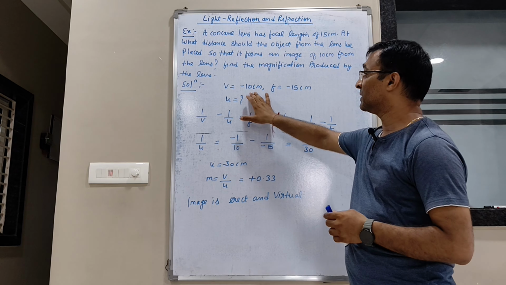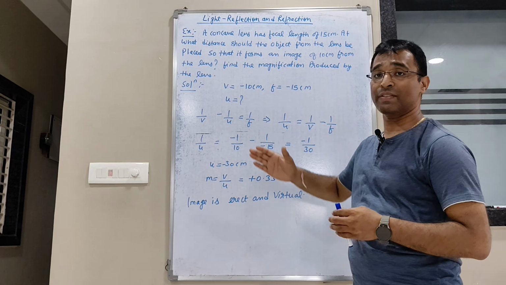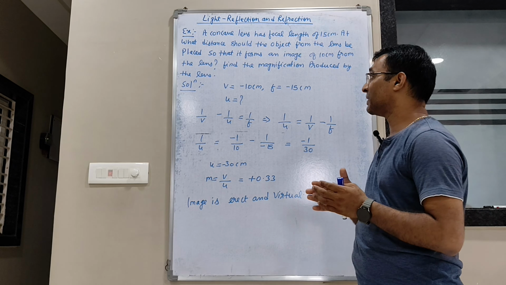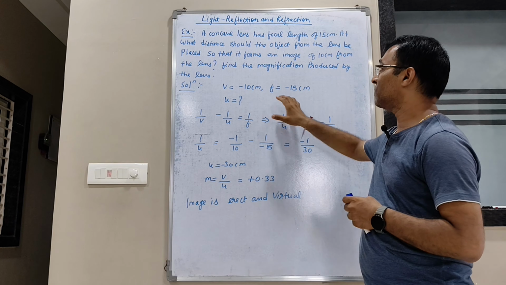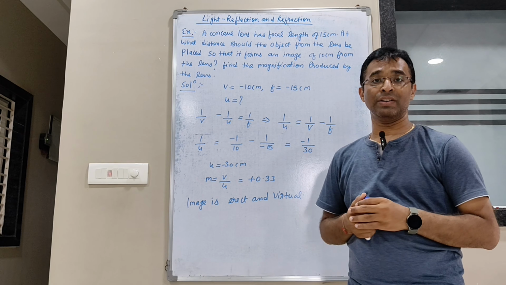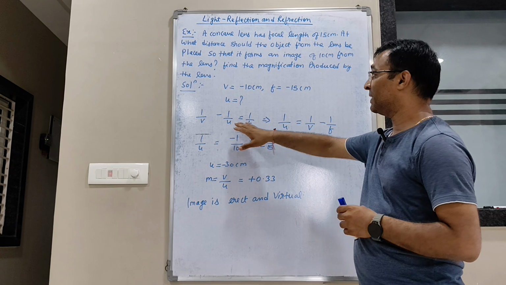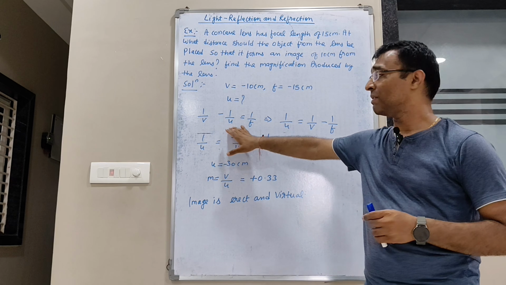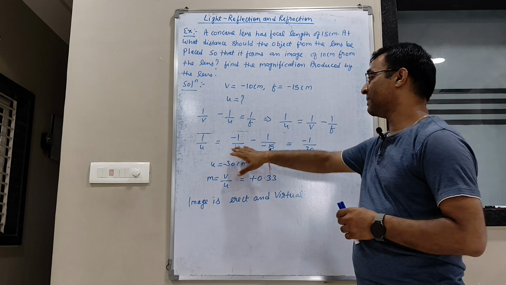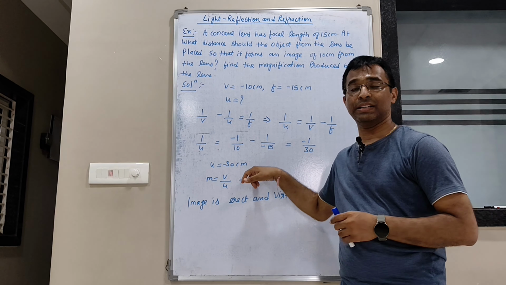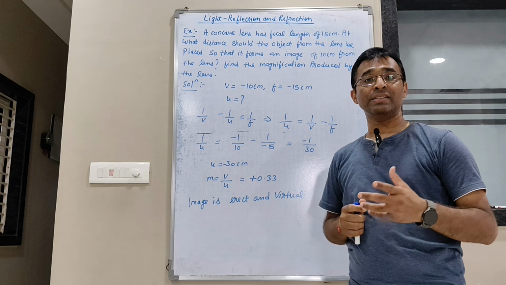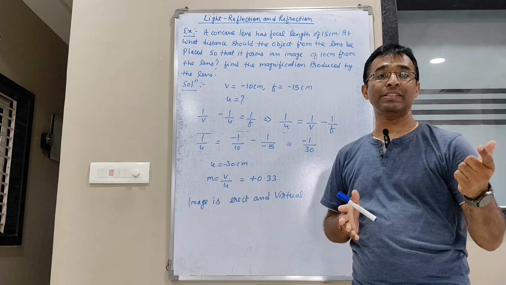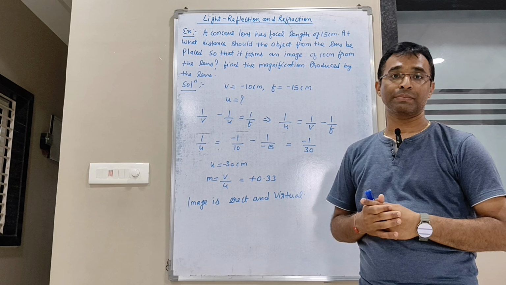Since it is a concave lens, the image formed, v, is -10, and the focal length is always negative in the concave lens. By applying the lens formula we will get the object distance u as -30 centimeter. So with -30 centimeter, it is clear that the object is on the left hand side of the lens.